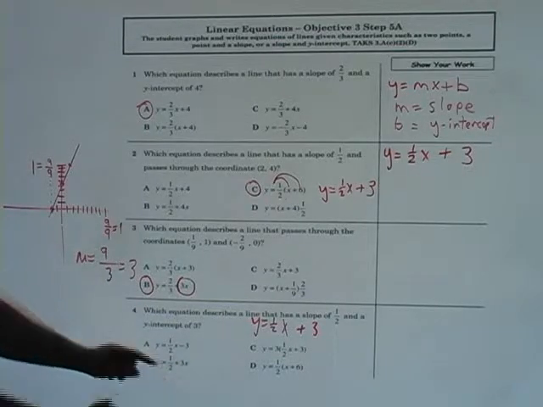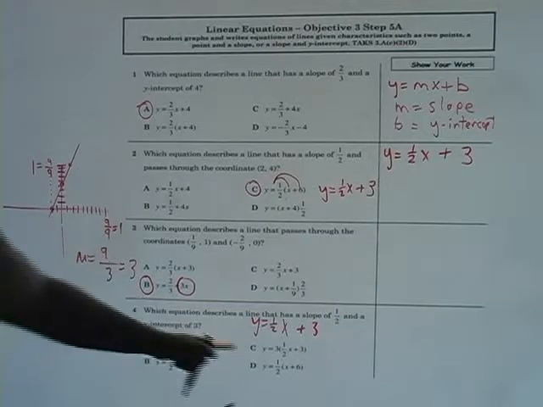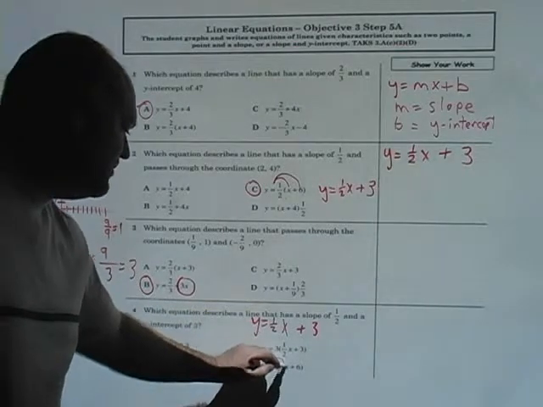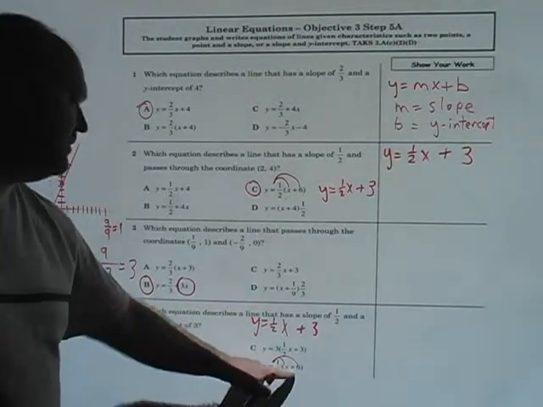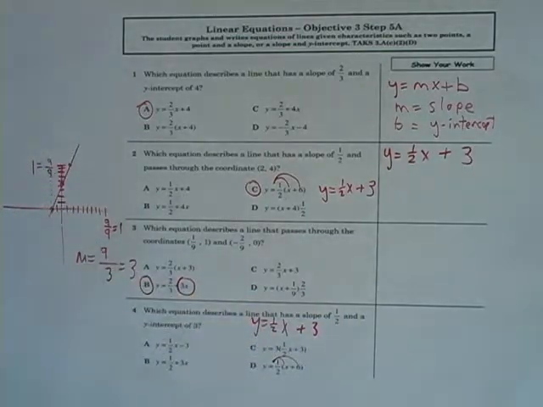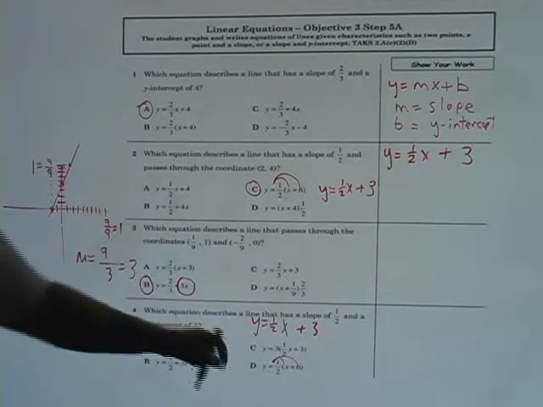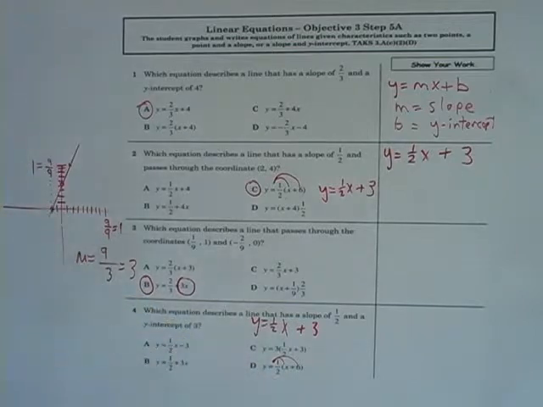Okay, that's different. Again, this one, if you multiply it out, you get exactly what that says. 1/2 x plus 3. 1/2 times 6 is 3. So there's the answer.